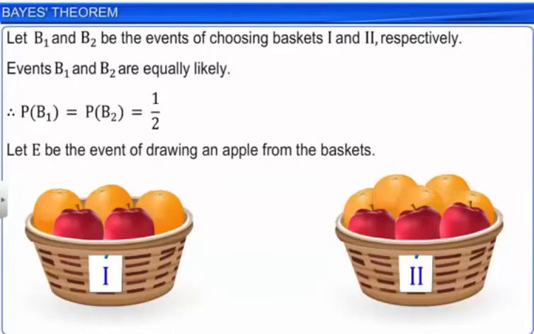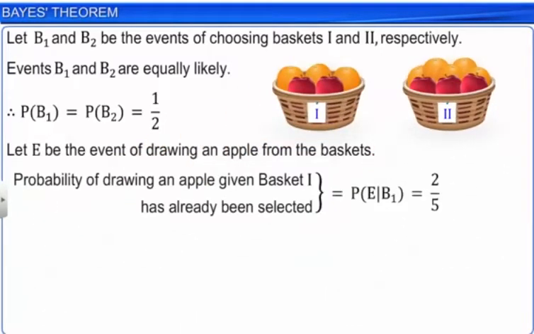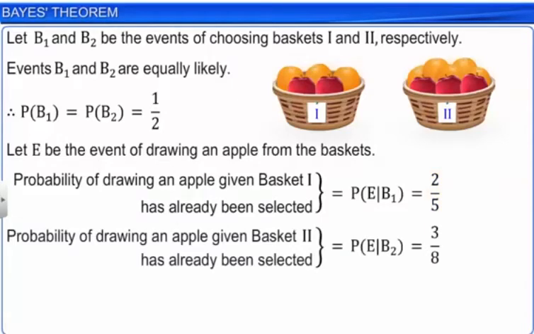The probability of drawing an apple, given that basket 1 has already been selected, is the number of apples in basket 1 divided by the total number of fruits in it, which is equal to 2/5. The probability of drawing an apple, given that basket 2 has already been selected, is the number of apples in basket 2 divided by the total number of fruits in it, which is equal to 3/8.